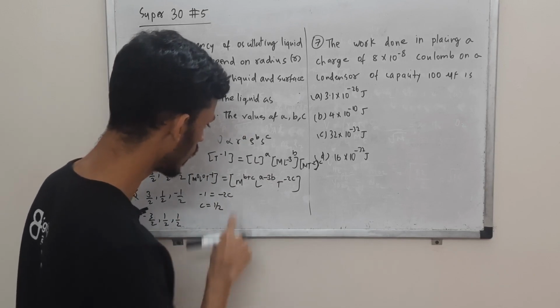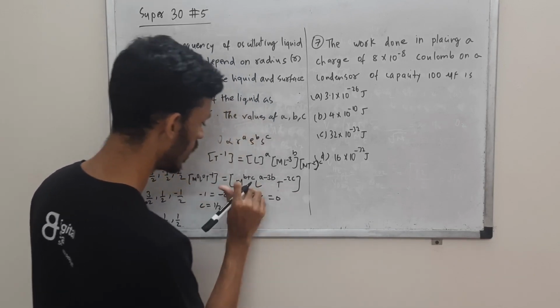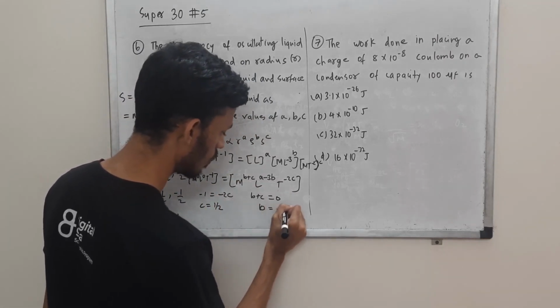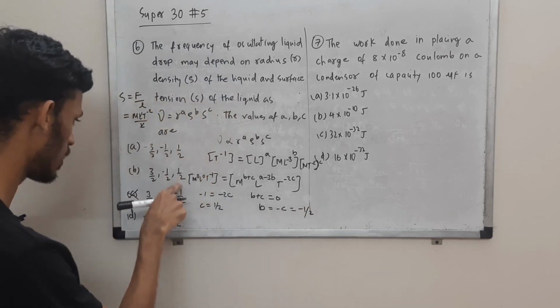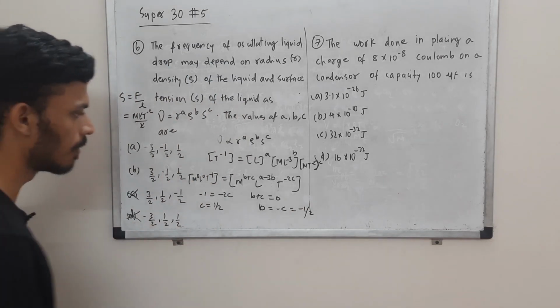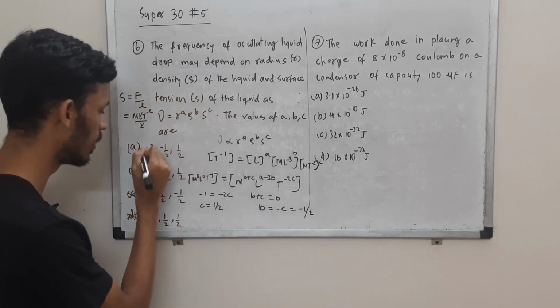So c is half. We can also find b now. We know that b plus c is 0, so b is minus of c. So b is minus half. This is anyways incorrect. This is also incorrect. B is minus half. So it's either one of these two. This is -3, right?